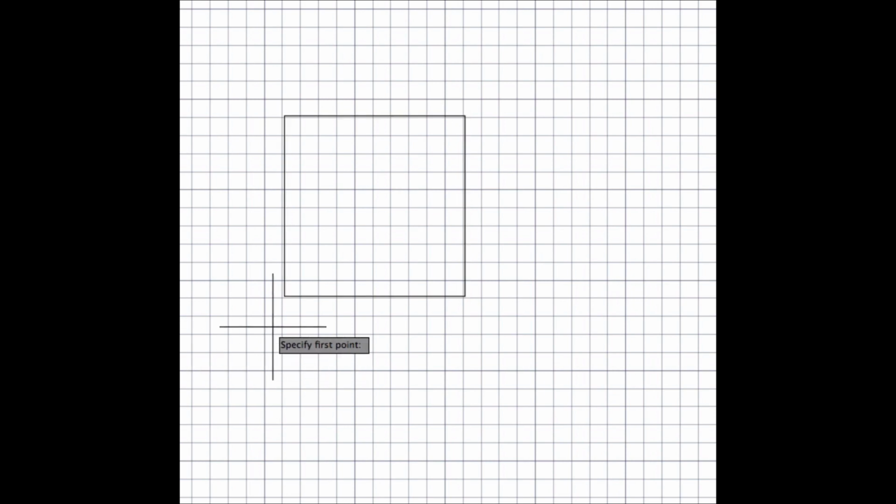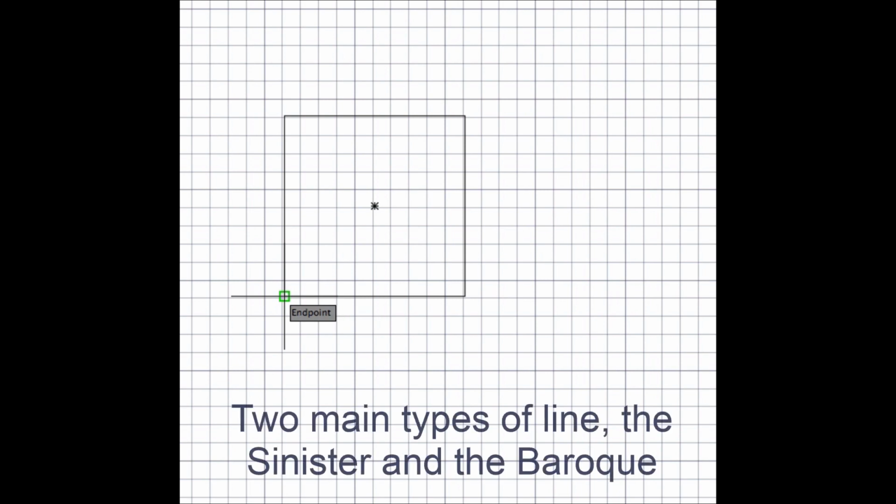The first one, starting in the lower left-hand corner and ascending to the upper right-hand corner, is called the Baroque line. It is the right-hand path. It could be theological and it could be political and also artistic.